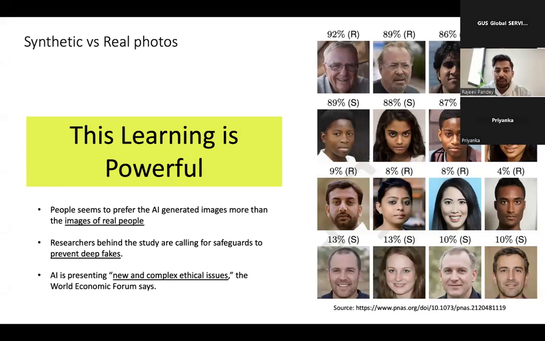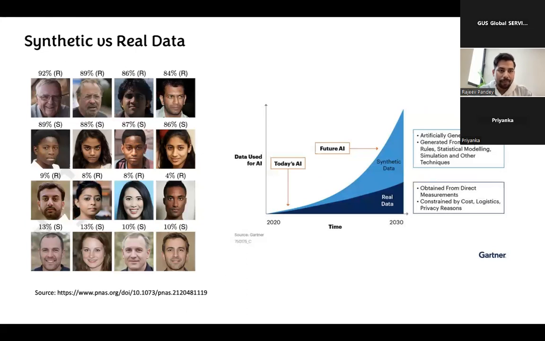AI is presenting new and complex ethical issues, and we will have a separate webinar on this where we will talk about how ethical issues are emerging across the globe, and how this is a technology which is ahead of some of the rules which are there in the countries, right? So we're still not there to address these complex issues. And how are we really going to identify, at the end of the day, how government bodies and authorities are going to identify whether something is done by an AI or by a human, right? We don't know. All right, so let's move forward.